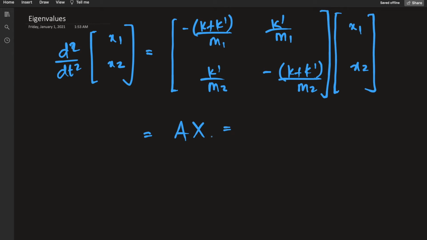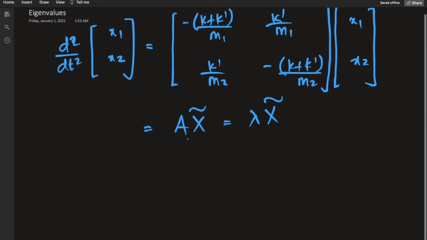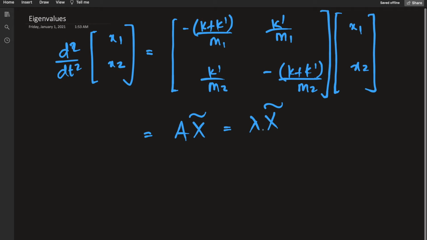If only we could decompose this to get lambda times X, or instead of X, just call this another vector, maybe V, or maybe X tilde. Okay, A X tilde is equal to lambda X tilde, where lambda is a constant. If only we could decompose this system of A times X tilde into lambda times X tilde.